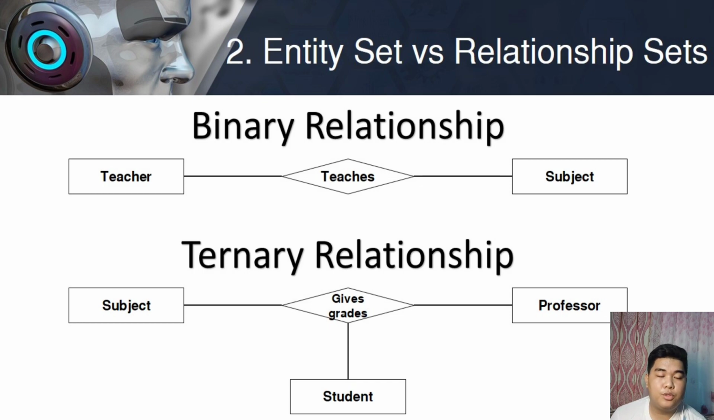Then, ayun nga, yung dalawang entity, magkakaroon na ng relation through each other sa pamamagitan nga ng shape na diamond. Then, ito yung sa ternary. Ternary, from the word itself, yung sa ternary or yung tatlo yung magkakaroon na relationship.